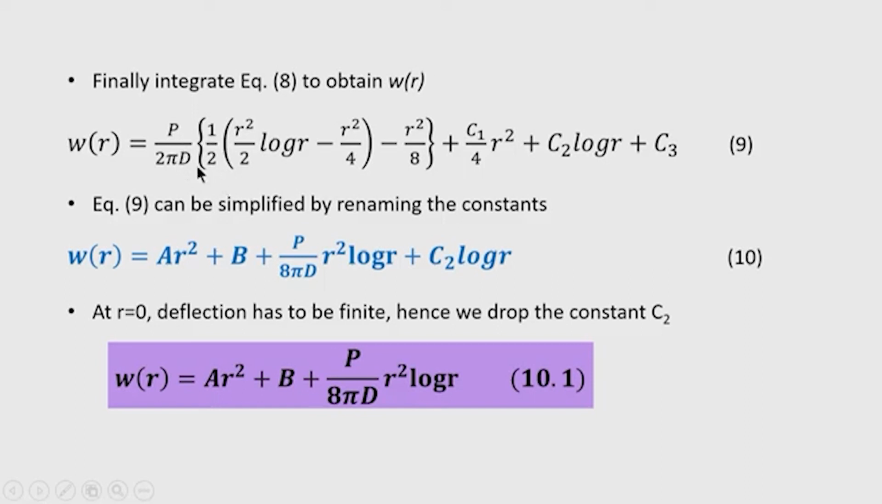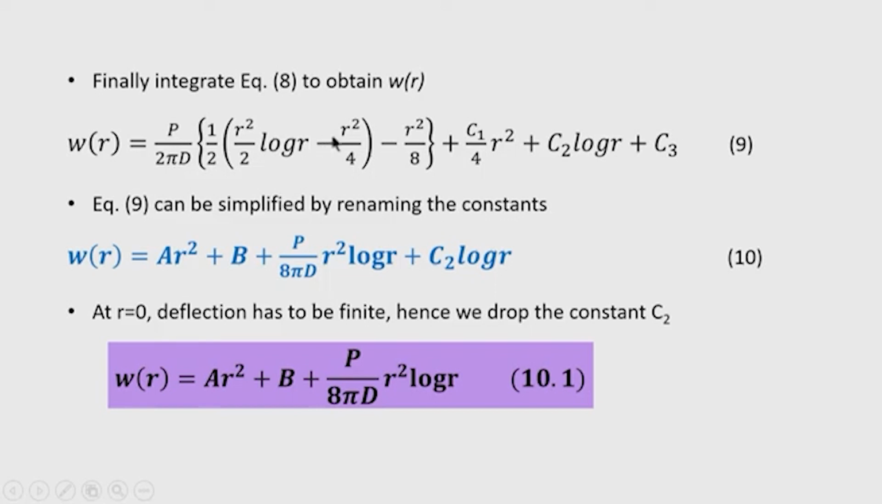So, this term is very important, because the deflection, bending moment, whatever we get is due to load P only. If P does not exist in the expression, then there is no value of this solution. Okay. So, here we get this term with P by 8 pi D, you can see the product of r square log r, and other terms we have just clubbed together with a constant B.